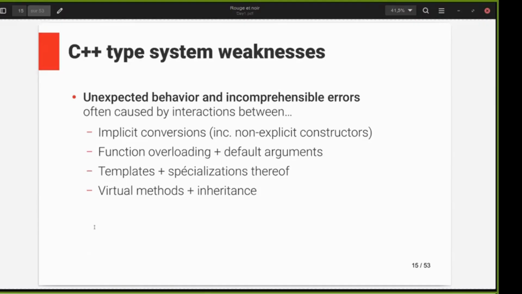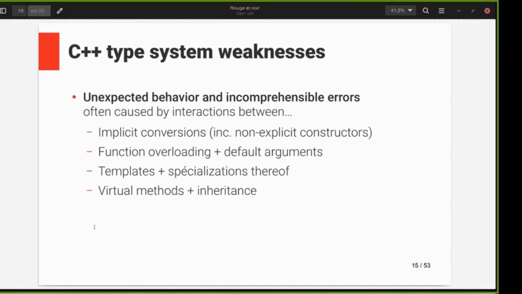The second issue with C++ is that its type system has over time accumulated a number of weaknesses. I've talked earlier about undefined behavior, but there's also quite a bit of C++ behavior that is perfectly defined according to the specification, but makes no sense to the C++ practitioner. And these usually come from interactions between the many different polymorphism mechanisms available in C++, which include implicit conversion, including those that you declare without thinking about it when you fail to declare a constructor as explicit. It includes also function overloading.